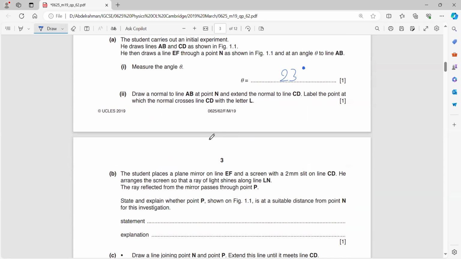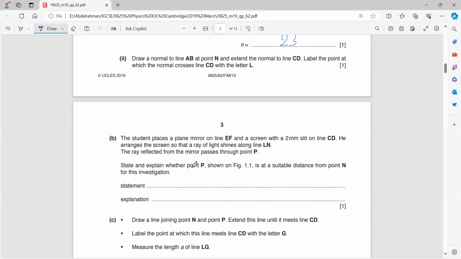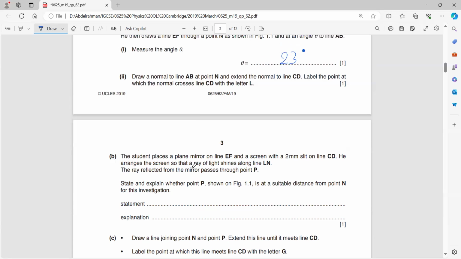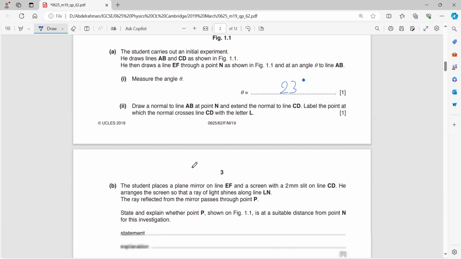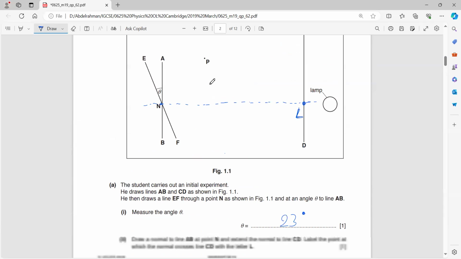The student places a mirror on line EF. I have a mirror and a screen with a 2 mm slit on line CD. He arranges the screen so that the ray of light shines along line LN. The ray reflected from the mirror passes through point P. Can you see this point P? It's from line LN all the way passing through point P.